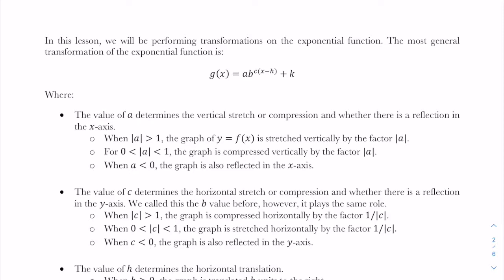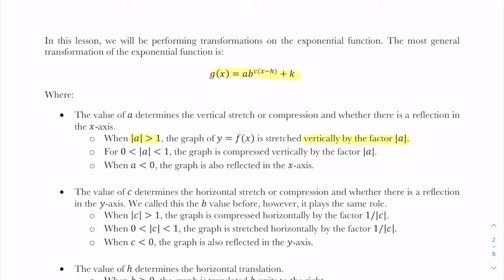Let's summarize. The most general exponential function is of the form g of x equals a multiplied by b, which is the base, to the exponent of c multiplied by x minus h, and we're adding k to that. As we saw last unit, a determines the vertical stretch or compression, or vertical reflection. Just to summarize, when the absolute value of a is larger than 1, that will correspond to a vertical stretch by a factor of a.